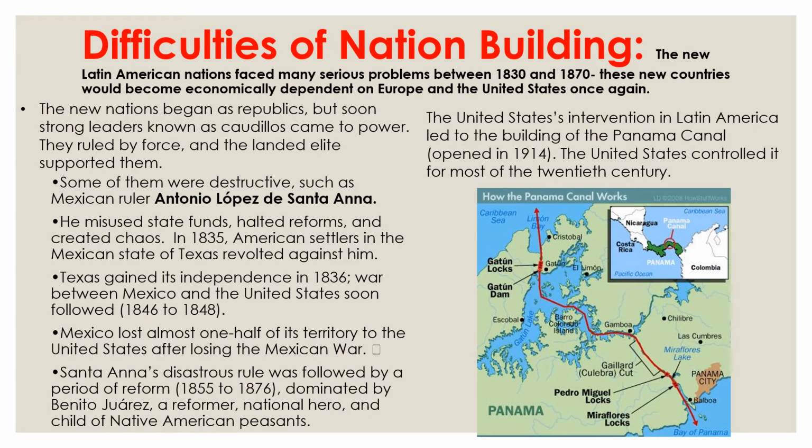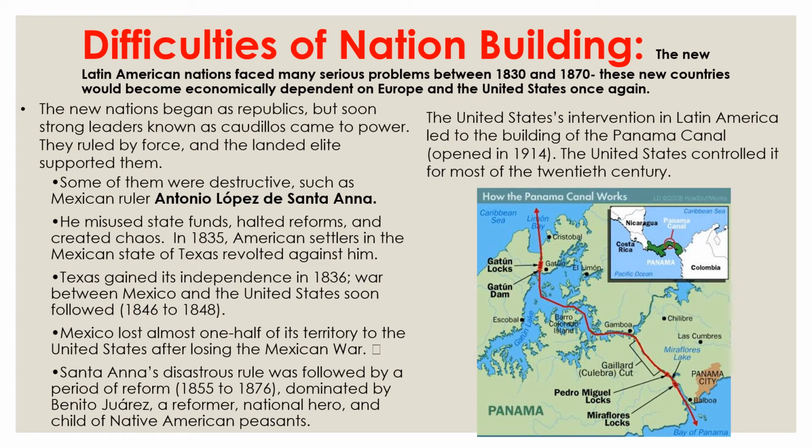Difficulties in nation building. The new Latin American nations faced many serious problems between 1830 and 1870. These new countries would become economically dependent on Europe at first, but then, of course, the United States, especially with the Monroe Doctrine. The new nations began as republics, but soon strong leaders known as caudillos came to power, and they ruled by force, and the landed elite supported them. They became dictators of sorts.